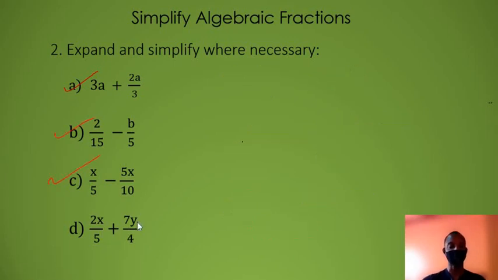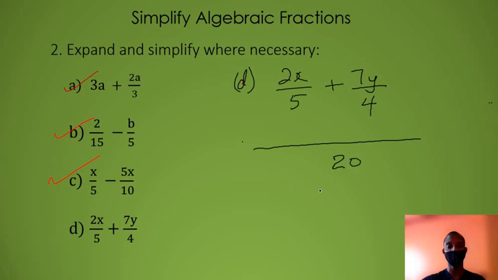Now let's look at part D, which is 2x over 5 plus 7y over 4. The LCM of 5 and 4 is, that's correct, it's 20. 20 divided by 5 is 4. And so we multiply that 4 by the numerator of 2x, which gives us 8x. Plus, dividing the LCM again by the next denominator gives us 5. And 5 times 7y gives us 35y.